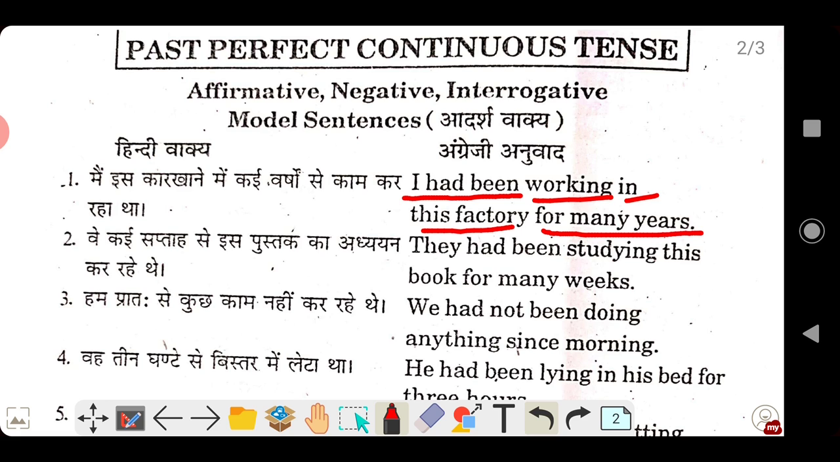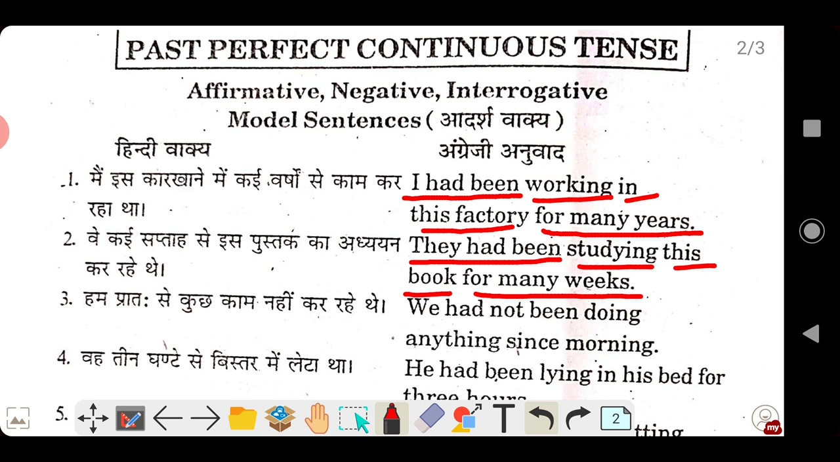Next sentence, they had been, we are using plural as a subject. They had been studying this book. Which book? This book, for many weeks. As you can see on the left side, there is a Hindi translation. They had been studying this book for many weeks.